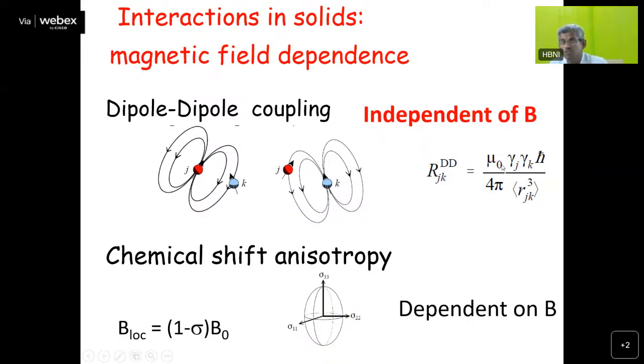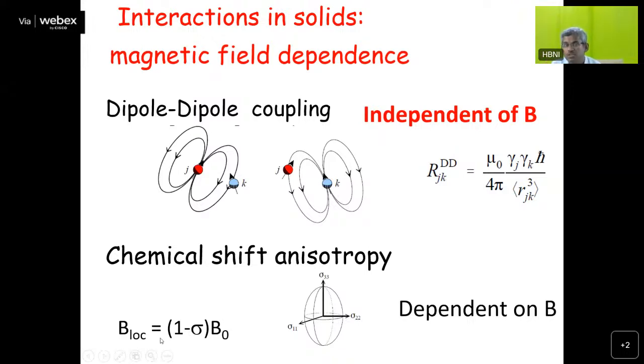So what I want to convey from here is that whatever magnetic field you apply, the dipole-dipole interaction does not change. It remains like that. That is why we say it is independent of the applied magnetic field. Now what happened to chemical shift anisotropy? Because these are the two contributions to the line width of the NMR pattern, or broadening of the solid state NMR pattern.